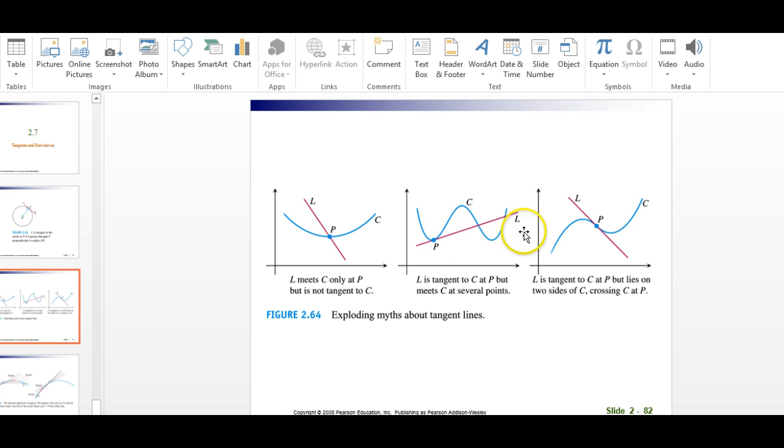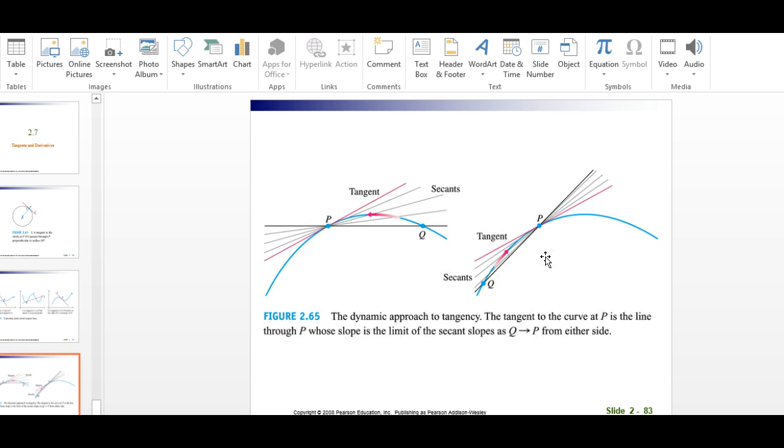So the third situation is actually, here we have a curve and the tangent line actually touches the curve, but on this side the tangent line lies on one side of the curve, but here it lies on two sides of the curve, but still it's okay because it only touches at one point. Can you see the idea of the touch? Okay, very good. So that's about tangent lines.